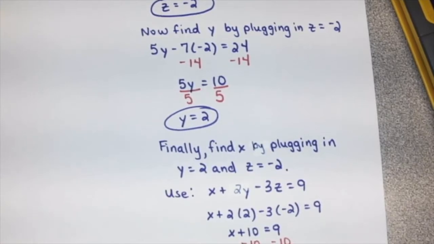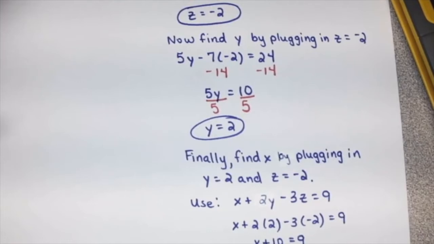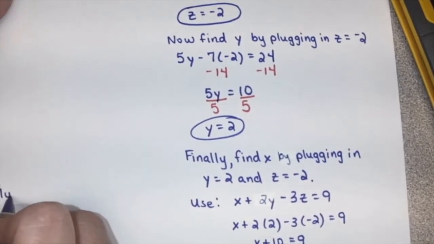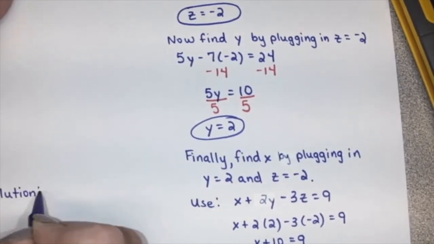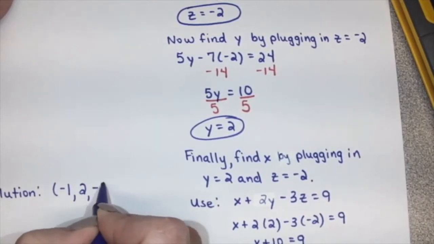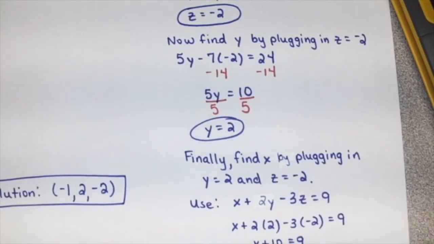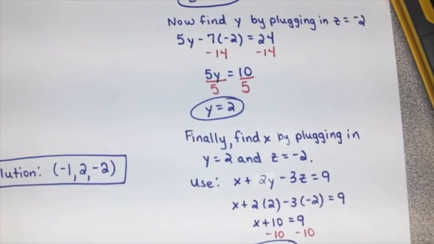Okay, so how do I need to write my solution then? I've got all three of them now. So what do I do now? Yeah, write them as a point. Okay, so make sure you do x, y, z order. So negative 1, comma 2, comma negative 2. Okay, and what's the last part of the final step that I want you to do?